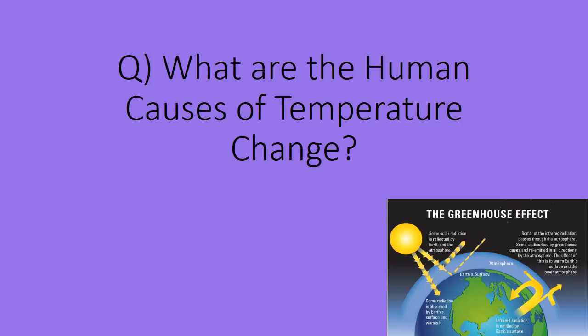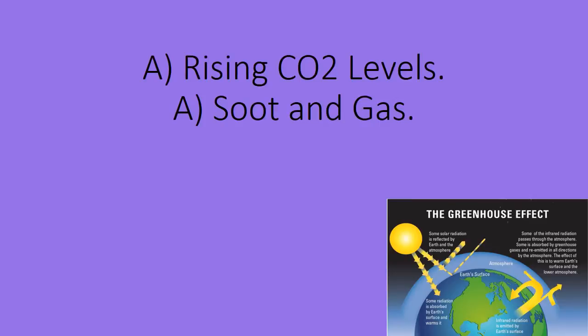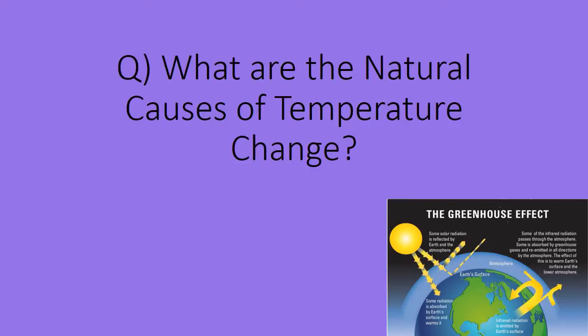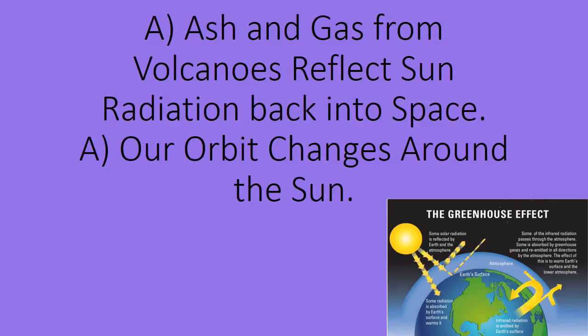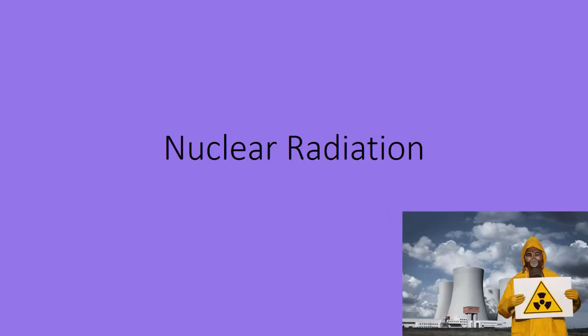What are the human causes of temperature change? Rising CO2 levels, soot and gas. What are the natural causes of temperature change? Ash and gas from volcanoes reflect sun radiation back into space. Our orbit changes around the sun.